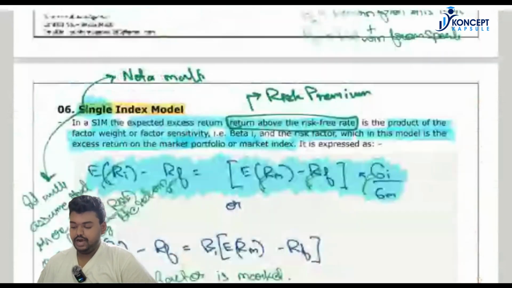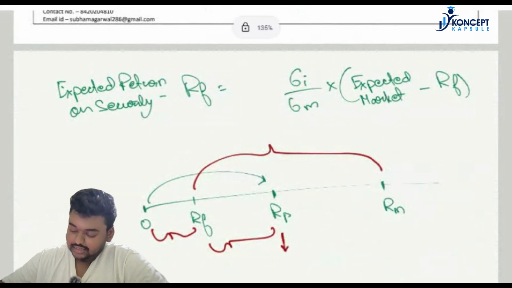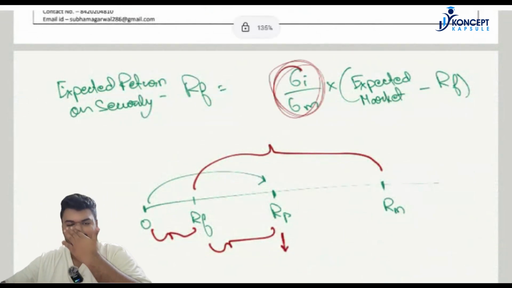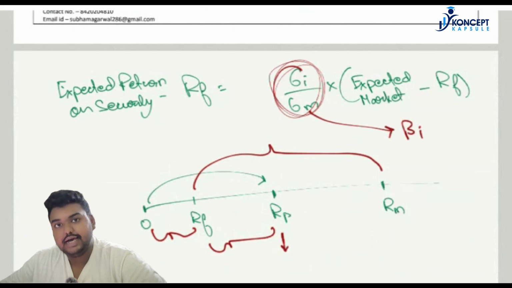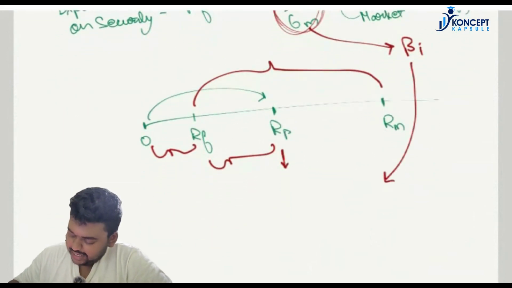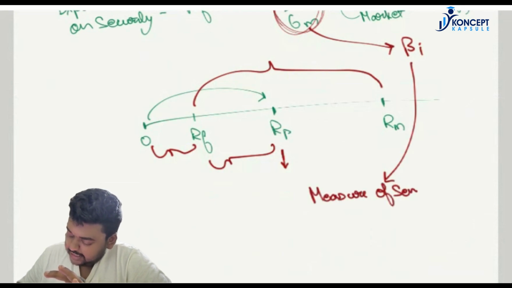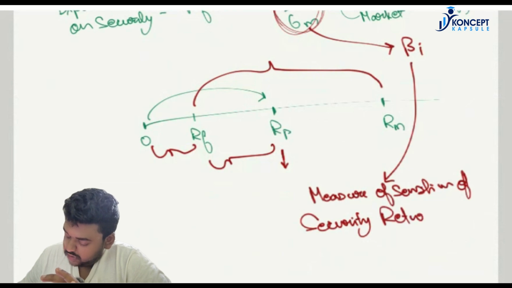Additionally, what it is saying is that rather than this term, rather than sigma I by sigma M, what I can use is beta I. Why beta I? If you remember from our previous class, beta is a measure of sensitivity of security return to the market return.